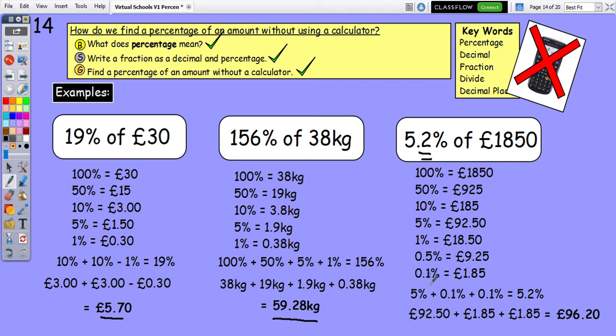So I've got to be able to find 0.1% and then double it. Okay, so my job is to find 0.1%. And the way I did it is I took that number and I just divided it by 5.